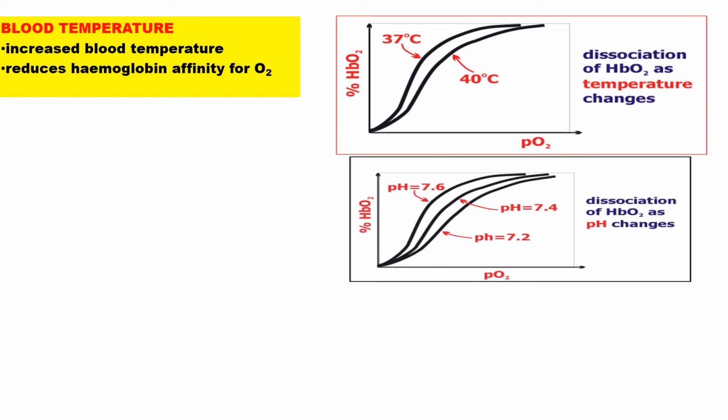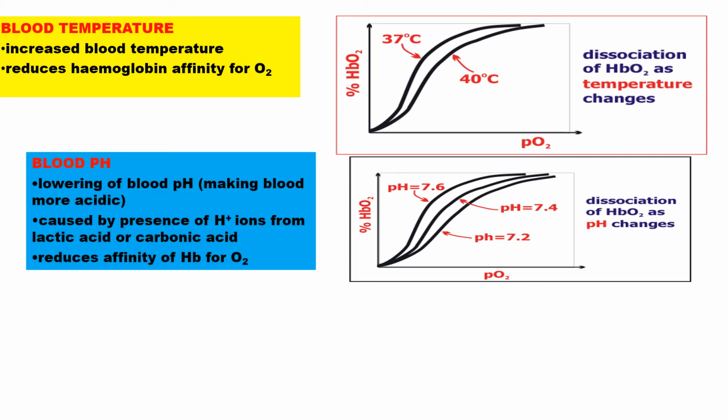The second one is the effect of pH on the oxygen hemoglobin dissociation curve. You can see with the decrease in pH, that means increase in hydrogen ion concentration, be it lactic acid or carbonic acid, it causes a decrease in affinity of hemoglobin for oxygen, causing the shift in the curve to the right side and therefore causing more release of oxygen.